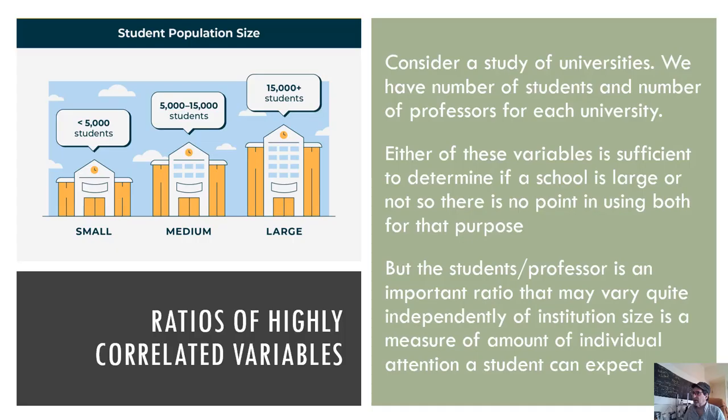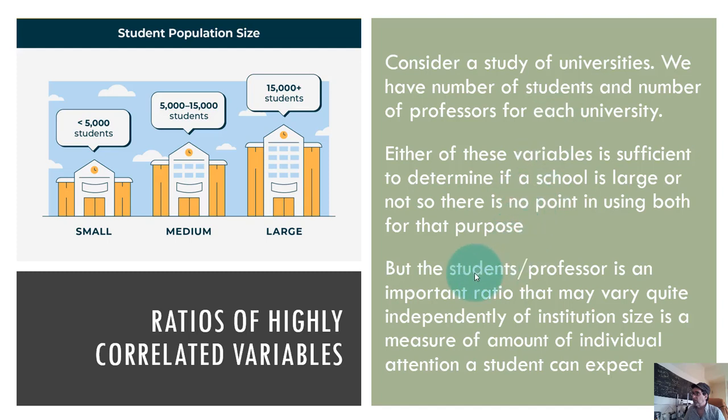Okay, let's consider another example, where we're going to talk about the ratio of highly correlated variables. The last example was the difference between two highly correlated variables. Suppose we have a data set or a study of universities, and suppose we have two variables, the number of students and the number of professors. Those are two separate variables. Either of these variables is sufficient to determine if a school is large or not, so there's no point in using both for that purpose. Now, these would be fairly highly correlated, the number of teachers and the number of students.